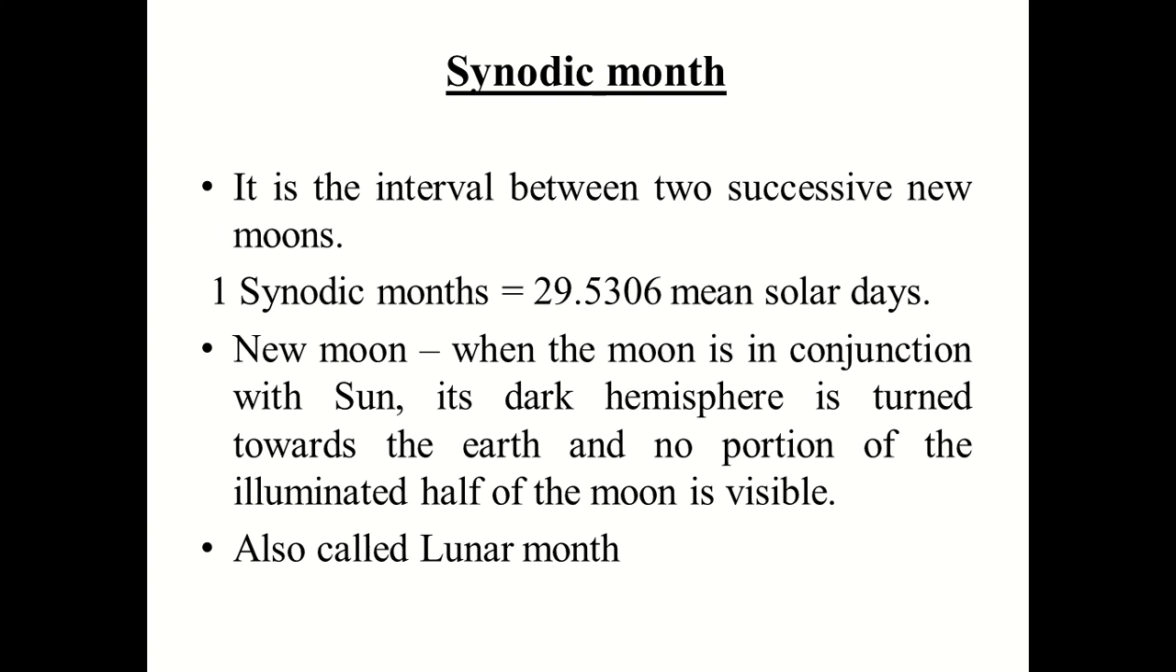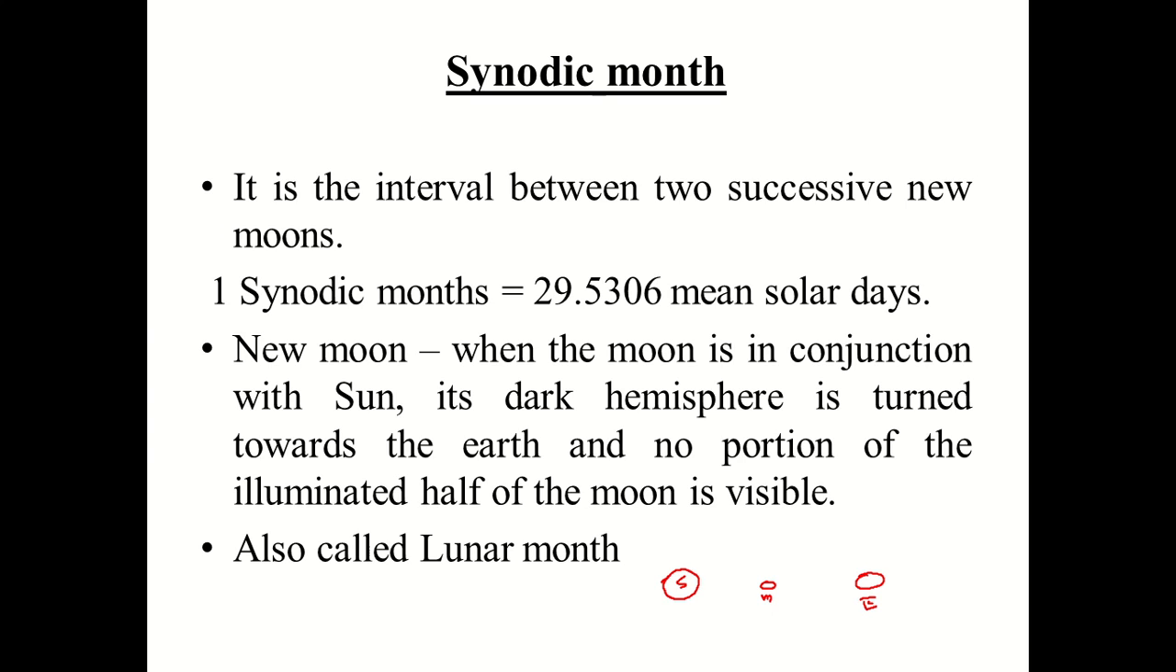So the first one is the synodic month. The synodic month is the time interval between two successive new moons. A new moon is when the moon is in conjunction with the sun, its dark hemisphere is turned towards the earth and no portion of the illuminated half of the moon is visible. For example, if you consider this is the sun, and here we are having the moon, and our earth is here.